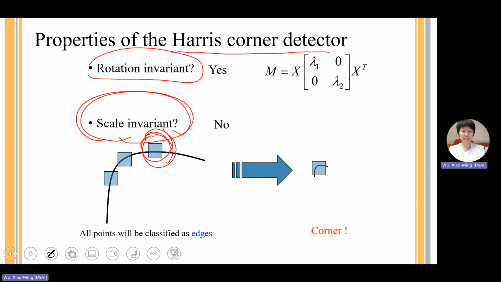So the question is whether a window with a fixed size can be applied to identify corners of varying sizes. For example, we have two corners here. We have a small corner and we have a large corner. Can the blue window be applied to detect both the small corner and the large corner?